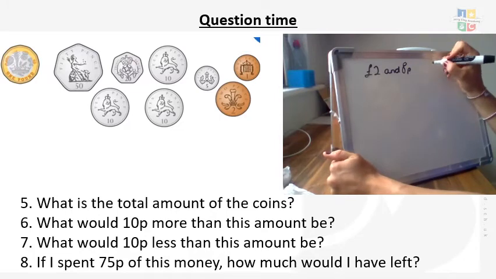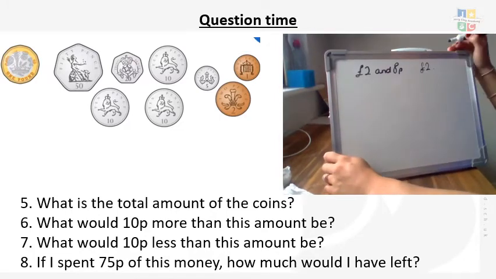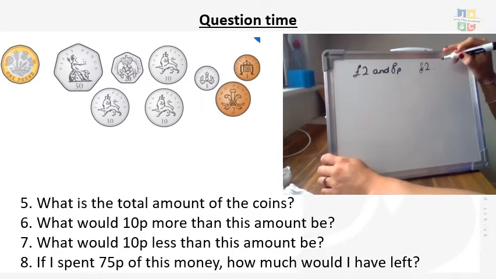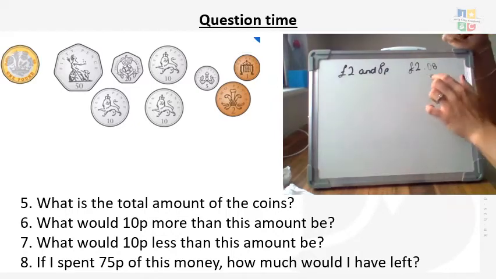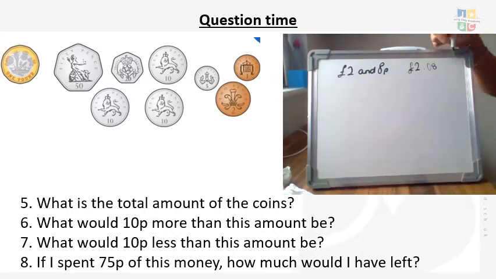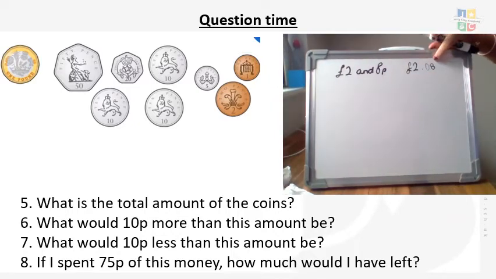Now if we were to write that with the decimal point, we would put £2, then our decimal point. Now we wouldn't put 80, we would put 0 because it is 8 pence, and we would need 2 numbers after the point to show that. So it would be 8 at the end and 0 before it.